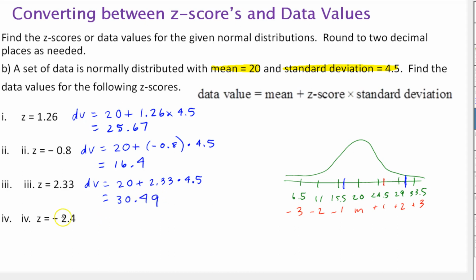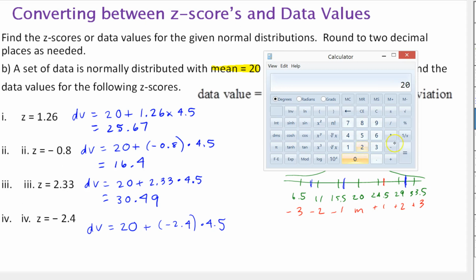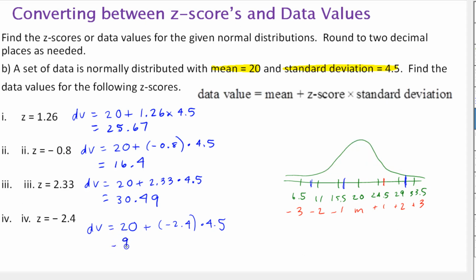And our last one, we have z equals negative 2.4. So that's 20. Oh, we didn't find it. Negative 2.4 lives about here. So between 6.5 and 11, looks closer to 11. So 20 plus negative 2.4 times 4.5. And again, I'm going to use subtraction and then make this positive. 2.4 times 4.5 is 10.8, and 20 minus 10.8 is 9.2. And that matches our approximation.